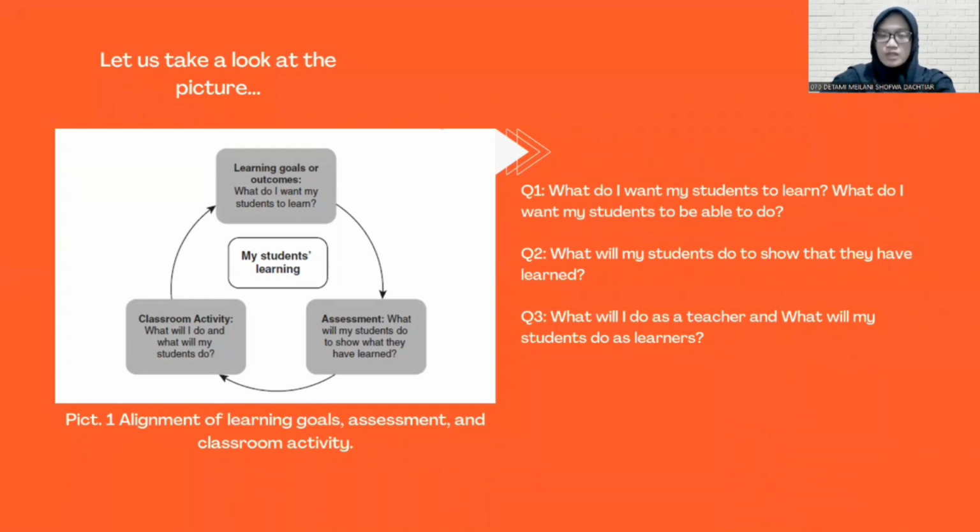The first question we need to ask related to the learning goals for our students is, what do I want my students to learn? What do I want my students to be able to do? Well, teachers must decide not only what they want students to learn from their experiences in the classroom, but also how to enhance students' learning outside of the classroom.